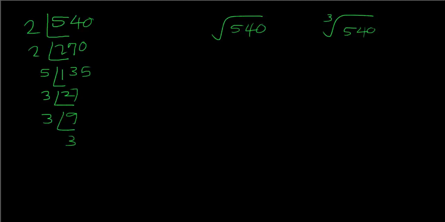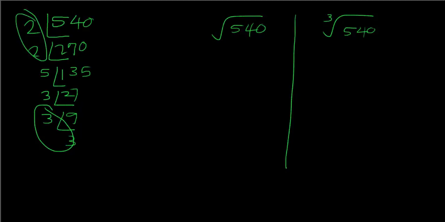So with the square root of 540, I am looking for groups of 2, and I have a group of 2 right here, and a group of 2 right here. So 2 repeated twice, it comes out once. 3 repeated twice, it comes out once. And then this 3 and this 5 did not repeat twice. They are not a part of a group, so they both remain on the inside. So the answer to the square root of 540 would be 6 square roots of 15.